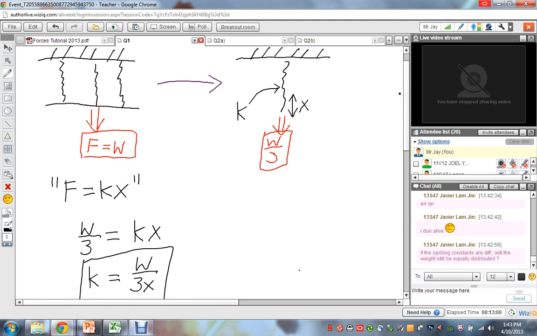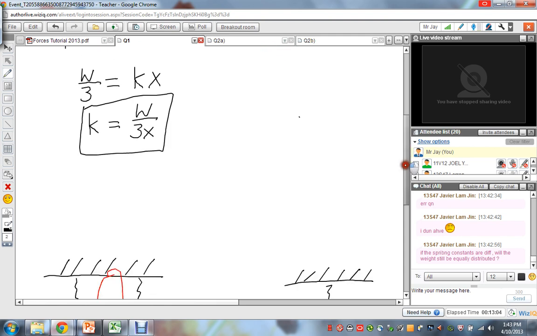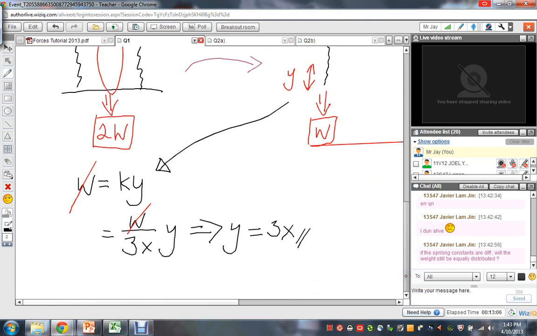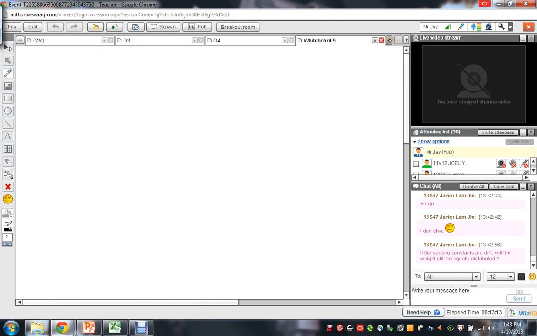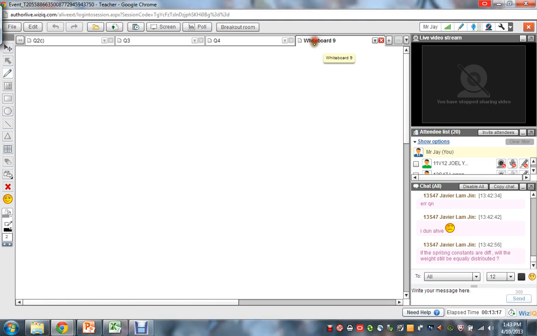The question is: if the spring constants are different, will the weight still be equally distributed? Okay, so let's have a discussion about what if we have more springs. Looks like I can't rename this without my keyboard, but it doesn't matter. If the spring constants are different, will the weight still be equally distributed?